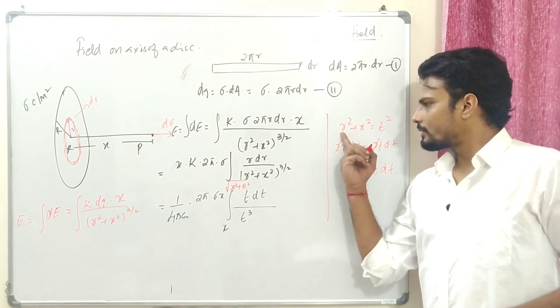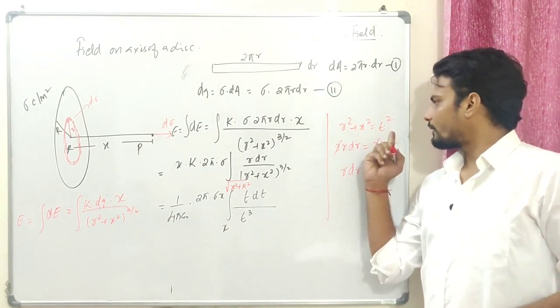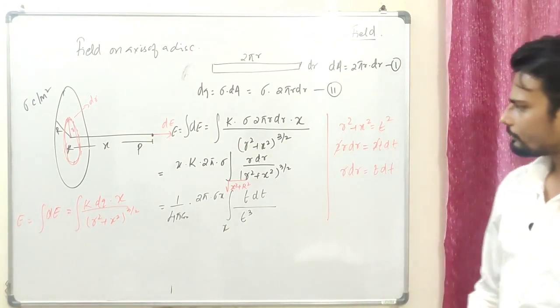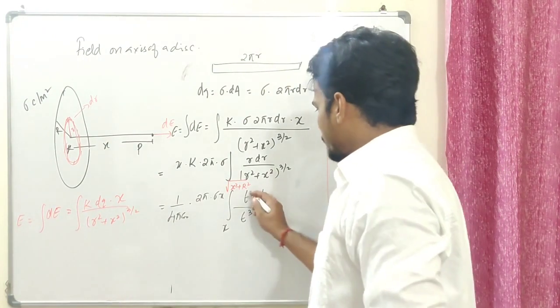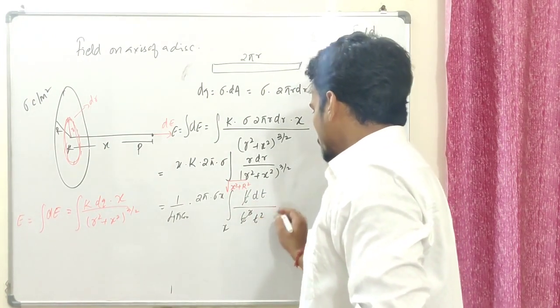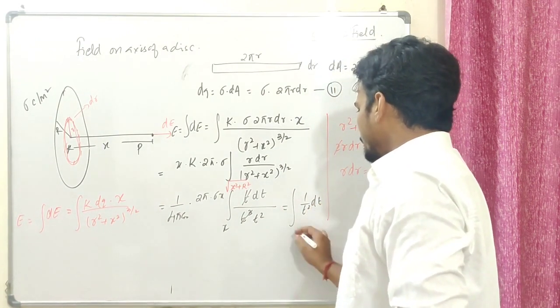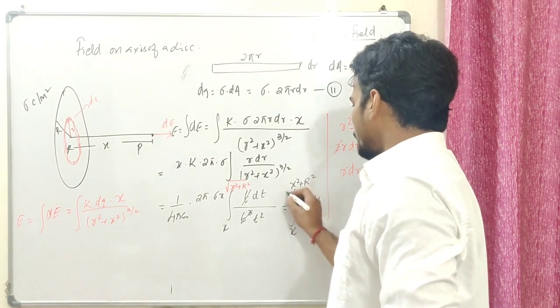For r equals 0, I'm going to get t as x. I'm going to put r equals capital R, and I'm going to get t equals root of capital R square plus x square. Okay, let's try and integrate this. So this is going to be cancelled. I'll be having t square. So what I'm going to have is the limit from x to root of x square plus R square of 1 over t square dt.